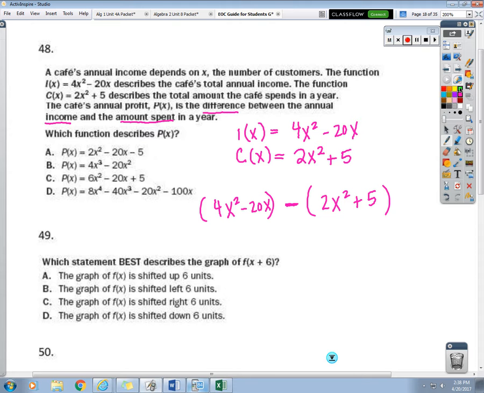So now that you have it set up, what do you have to do? Right, since it's minus, the minus distributes to everything after it, which will not affect the first binomial. It will remain the same. But this 2x squared will become negative 2x squared, and the positive 5 will become negative 5, and now you just combine like terms. 4x squared minus 2x squared is 2x squared. Negative 20x won't combine with anything, and neither will negative 5, so it's A.